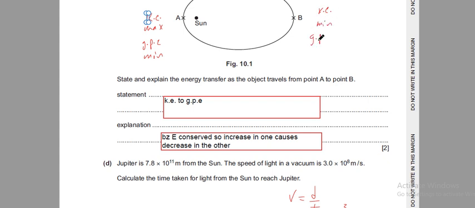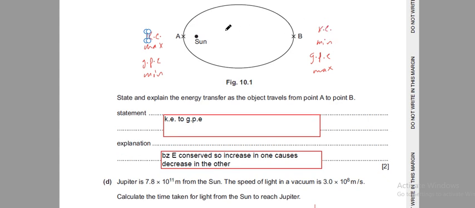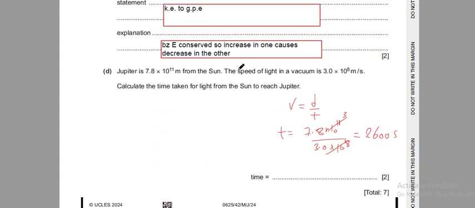Okay, because as I said, the kinetic energy store transfers its energy to the potential energy store as we go away from the sun, and because energy is conserved.